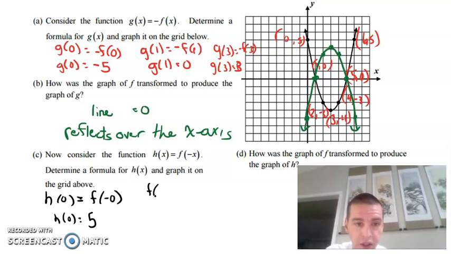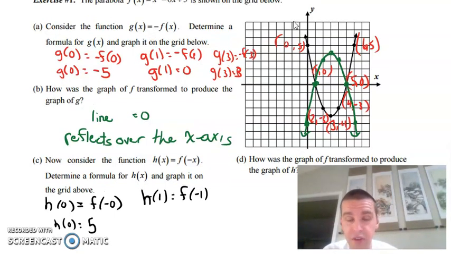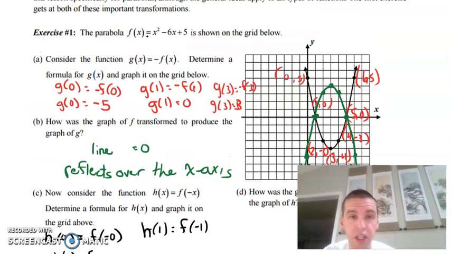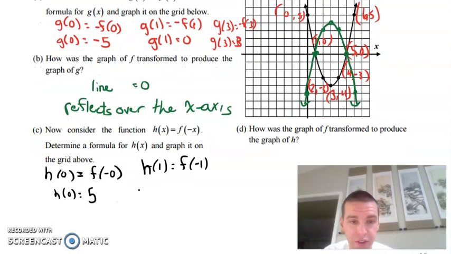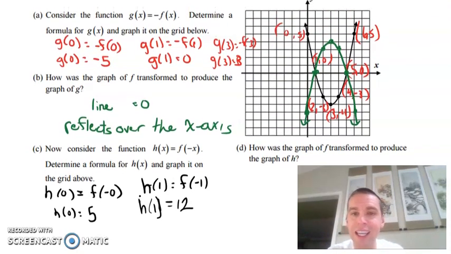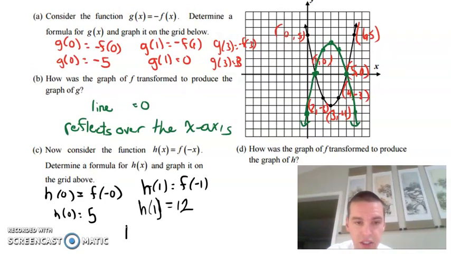And let's try h of 1. h of 1 equals f of negative 1. Well, I don't have negative 1 up here, so if I go to the original function, I can go up there, plug in negative 1, and you would actually get 12. So h of 1 equals 12. If I go h of 2, I can't find negative 2 unless I use the graph. So let's do this. Let's find h of negative 3.